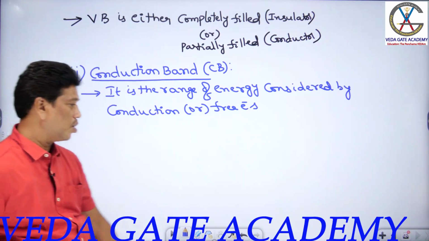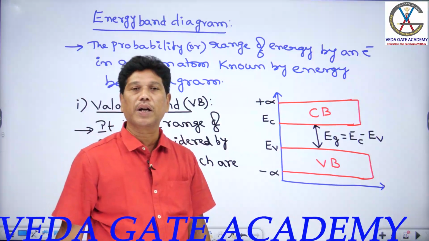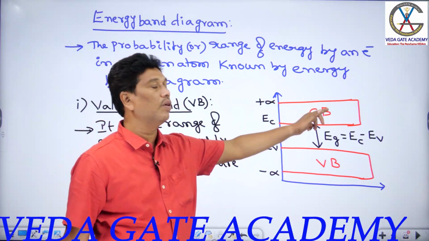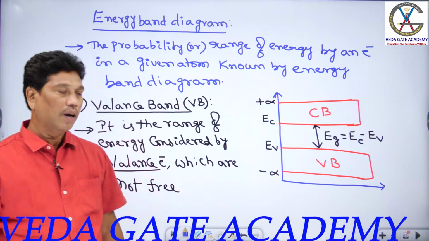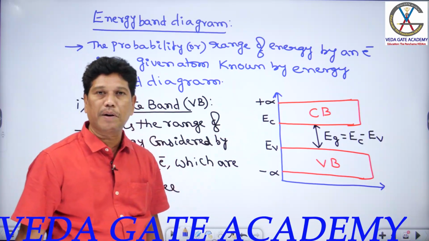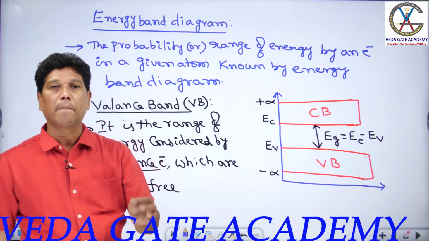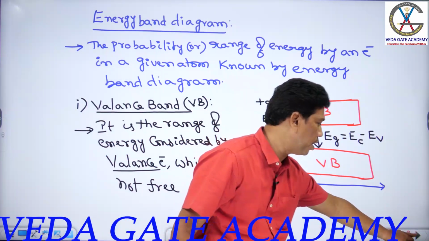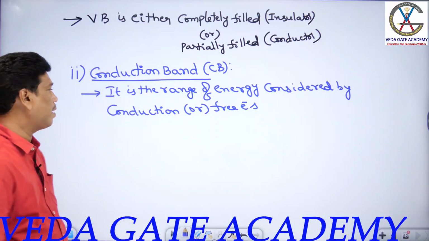Right? So now, simply remember: the valence band is associated with the bound electrons, and the conduction band represents the energy range associated with the free electrons. And what is the status of this conduction band as compared to the valence band? The conduction band is either partially filled or completely empty.